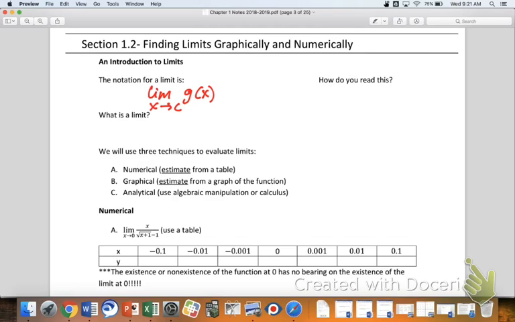Okay? So the way that you read this, you could read it two different ways. Anybody want to venture a thought? How would you read that? Go ahead, Bailey. You could just say the limit of g of x as x approaches c. That's definitely one way you could say it, or you could say it a little bit differently. What do you want to try? She said limit of g of x as x approaches c. Or you could say, there you go, Eden. That's perfect. That makes sense? Doesn't really matter. You can say it either way.